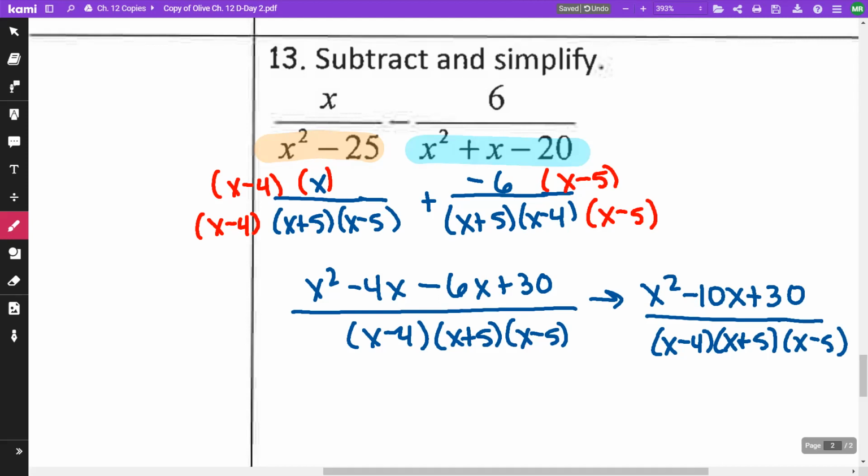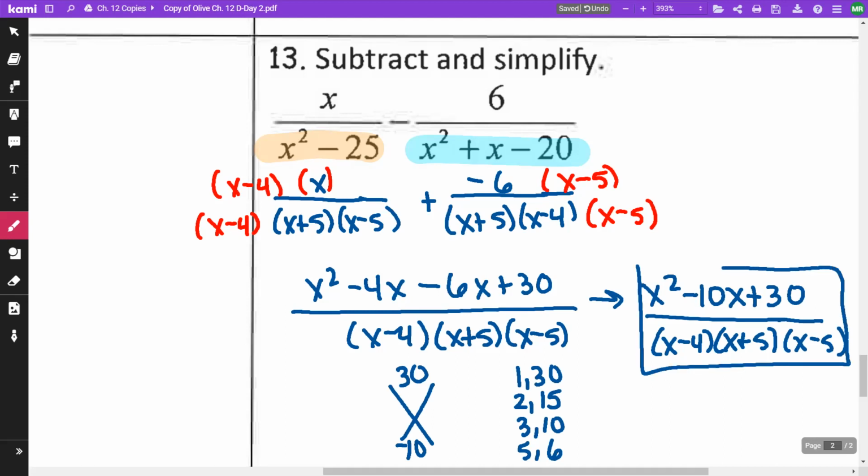Now, if I'm trying to decide if that can be factored on top, I would be thinking what multiplies to 30 and adds to negative 10. Well, 1 and 30, 2 and 15, 3 and 10, 5 and 6. None of these are going to work. So this is my answer. I can't factor it and simplify. I'm done.